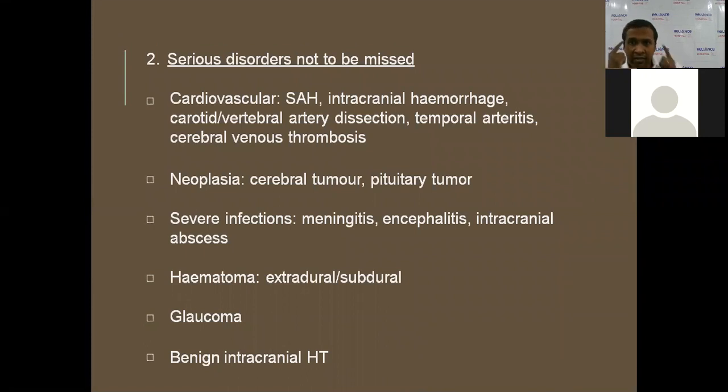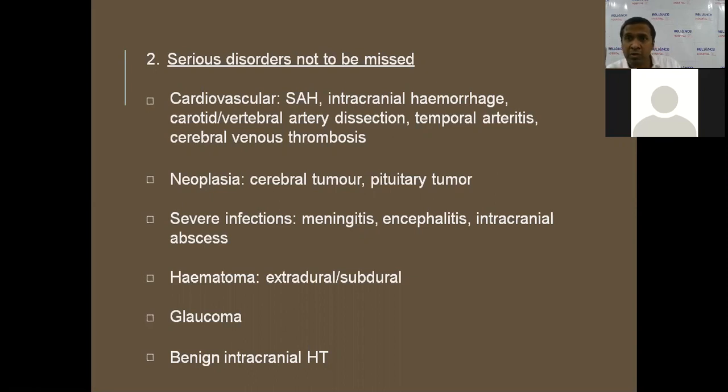Temporal arteritis in the elderly is again a very serious condition, easily treatable with steroids. Venous sinus thrombosis is again seen in younger individuals, people who are alcoholics, people who have procoagulant states. It's also a sort of thunderclap headache. Here again, they could lose their vision. So it's very important to rule out these causes.